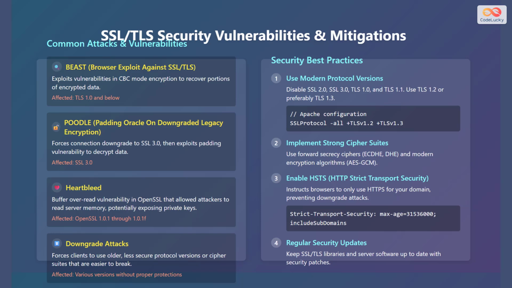2. Implement strong cipher suites. Use forward secrecy ciphers like Elliptic Curve Diffie-Hellman Ephemeral or Diffie-Hellman Ephemeral, and modern encryption algorithms like Advanced Encryption Standard Galois Counter Mode. 3. Enable HTTP Strict Transport Security.